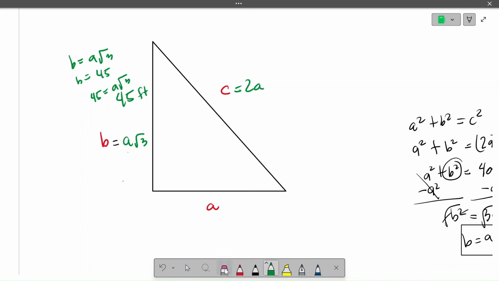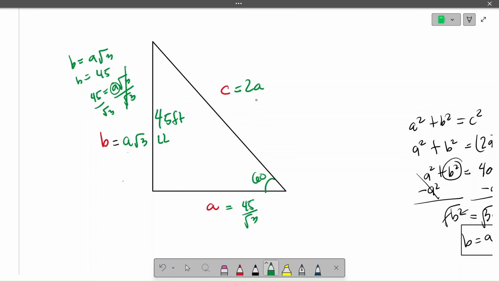Okay. Erase muna natin to. It is blocking our way. Oh, we need A. To get A, divide both sides by square root of 3, and that's it. Our A here, our leg here, diba, is 45 feet. And this leg here is our longer leg. No, this is our longer leg because this is our bigger angle. So B becomes 45 square root of 3.